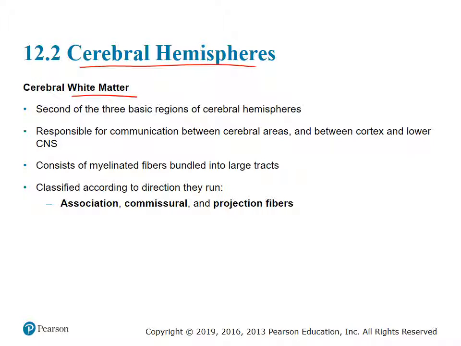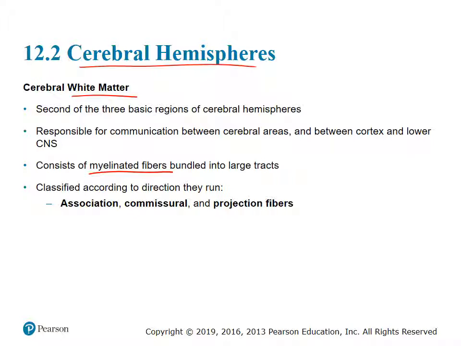And this is the area, in fact, where we're connecting the cerebral cortex to other areas of the cerebral cortex, other areas of the cerebral hemispheres, and other regions of the brain. This is that communication area, if you will, that we're seeing here. Okay.